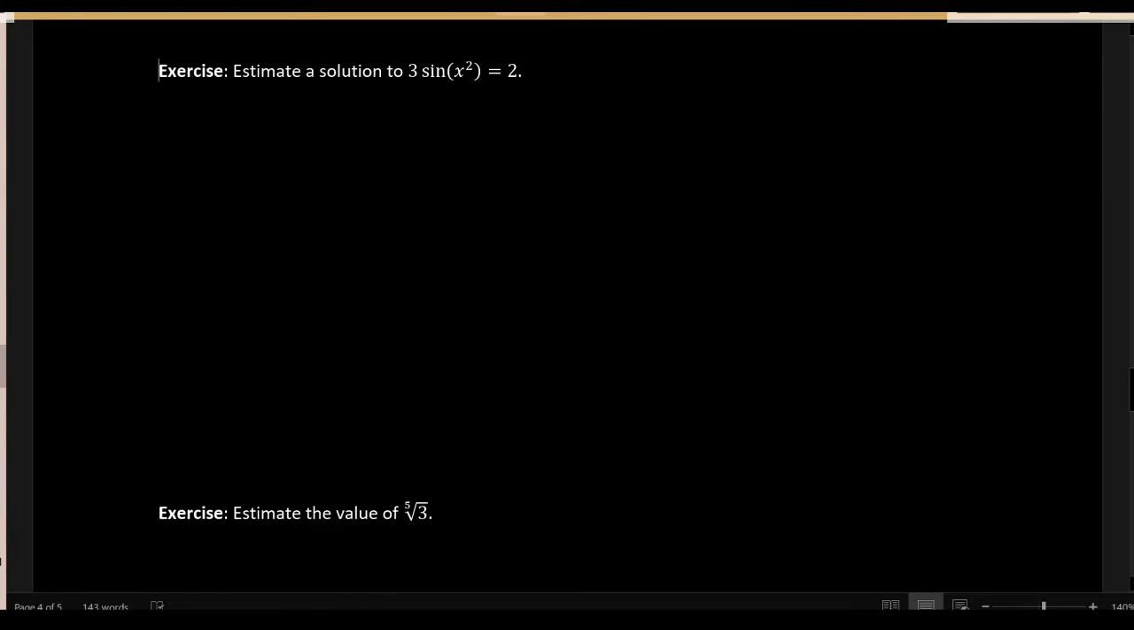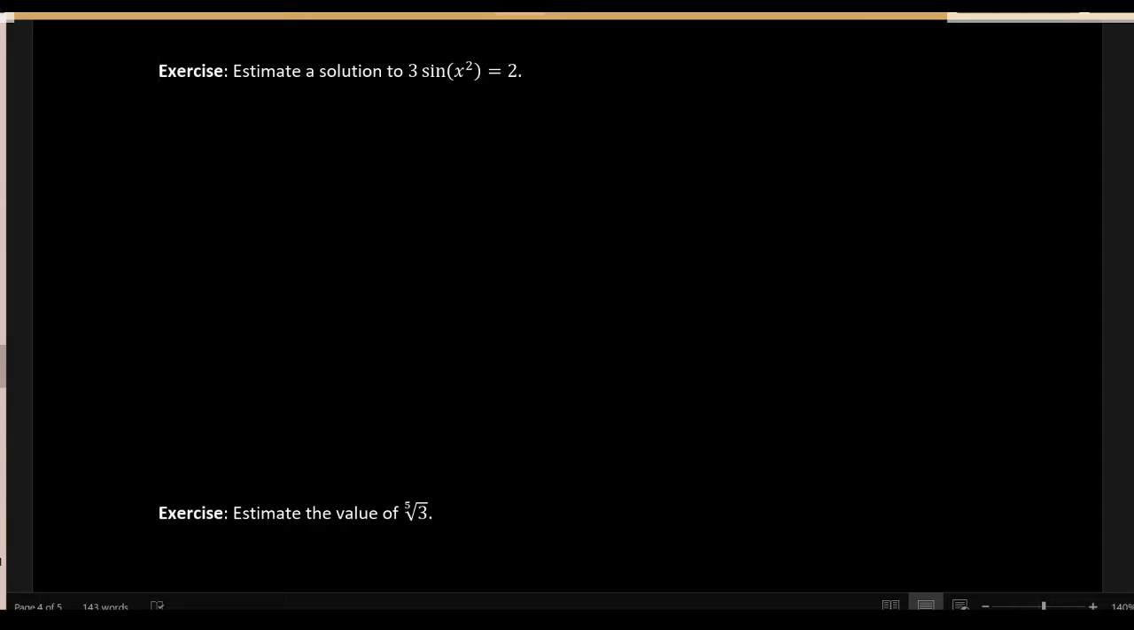So let's try it again with this exercise. Let's estimate a solution to 3 sine of x squared equals 2. The possibility is pretty good that this equation has more than one solution, but that's fine. Just estimate the value of any solution you happen to stumble across.